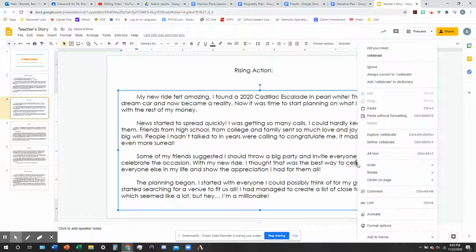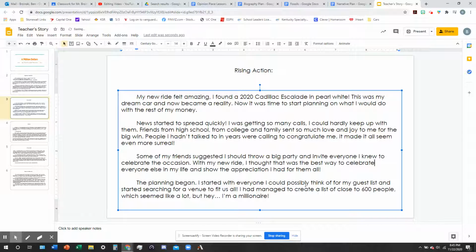I misspelled the word celebrate, so I'm going to right click on that and find the correct spelling right there. Just one L. "Everyone else in my life and show the appreciation." Yeah, I don't know. Okay, that looks great. All right, the rest of this looks fantastic. Let's go to our next slide here.